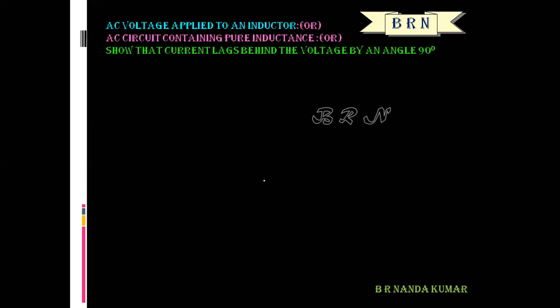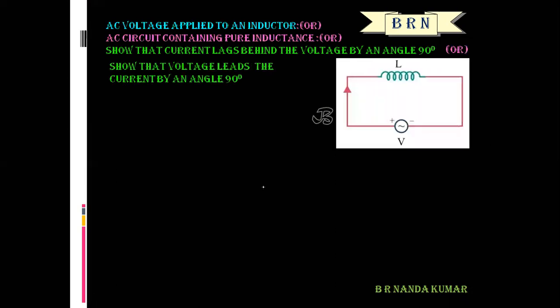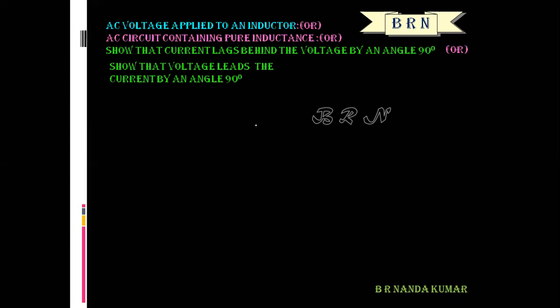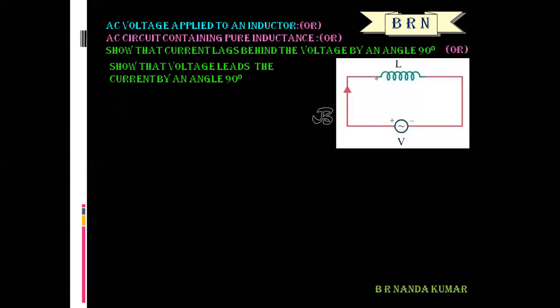Show that the current lags behind the voltage by an angle 90 degrees or pi by 2 radians, or show that the voltage leads the current by an angle 90 degrees. So this is a very important derivation for pi mark. Okay, first, let's consider an inductor.